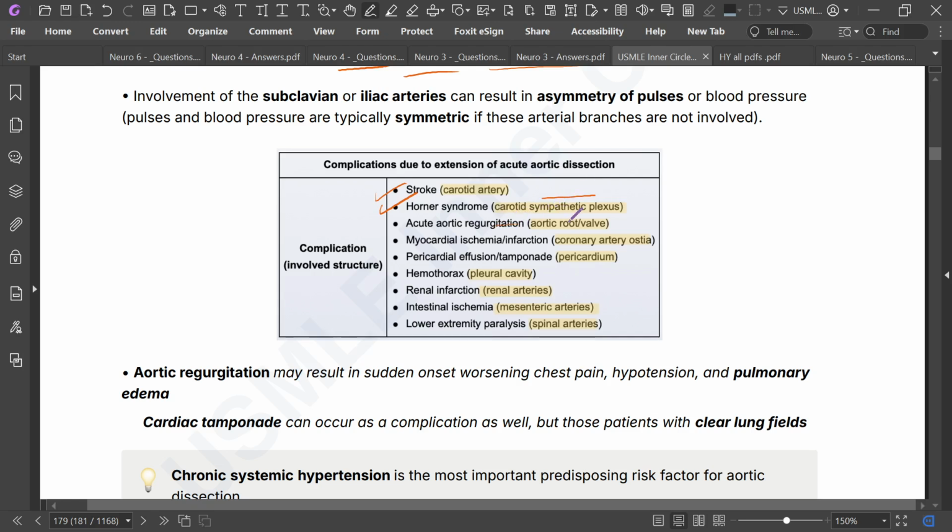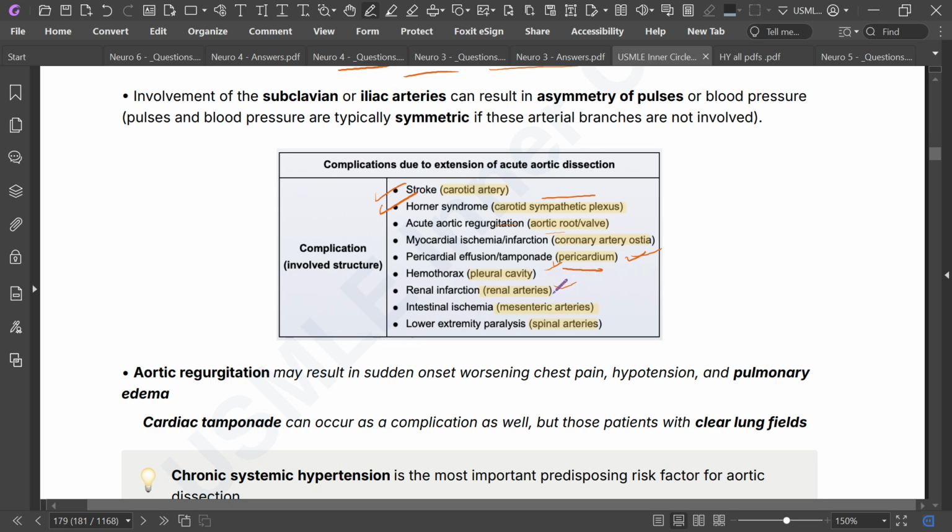Acute aortic regurgitation due to involvement of the aortic root or valve. Myocardial ischemia or infarction due to the coronary artery ostia. Pericardial effusion or tamponade due to involvement of the pericardium. Hemothorax.